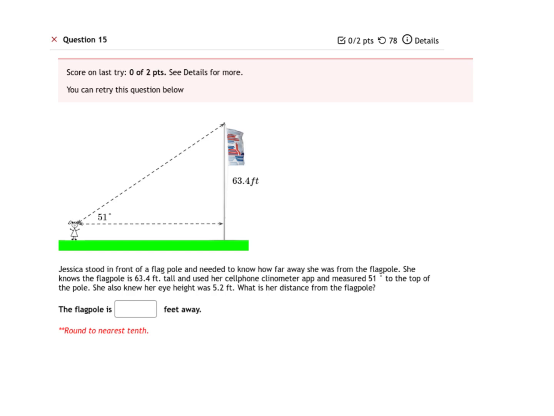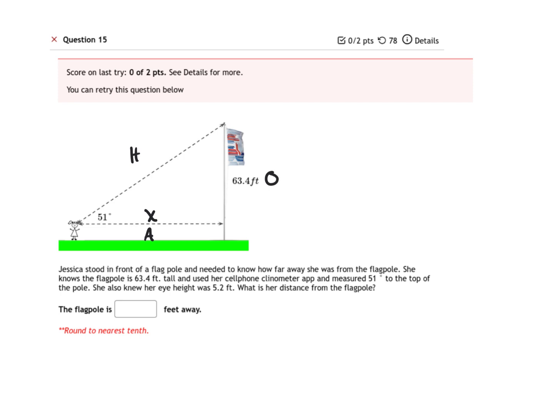We're going to take a look at this question here. This is a SOHCAHTOA problem, so the first thing I want to do is identify what is the opposite side, what is the adjacent side, and what is the hypotenuse. In this question, I'm looking for the girl's distance away from the flagpole, so that's going to be the adjacent side, and I'm given the height, which is going to be the opposite side.